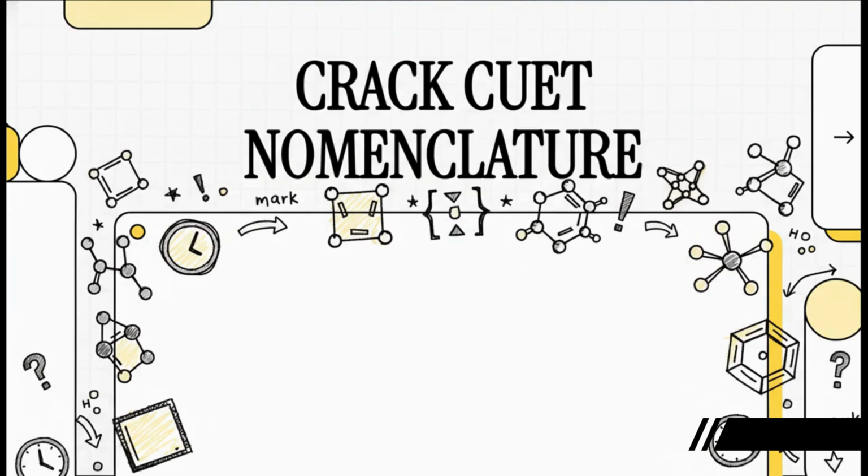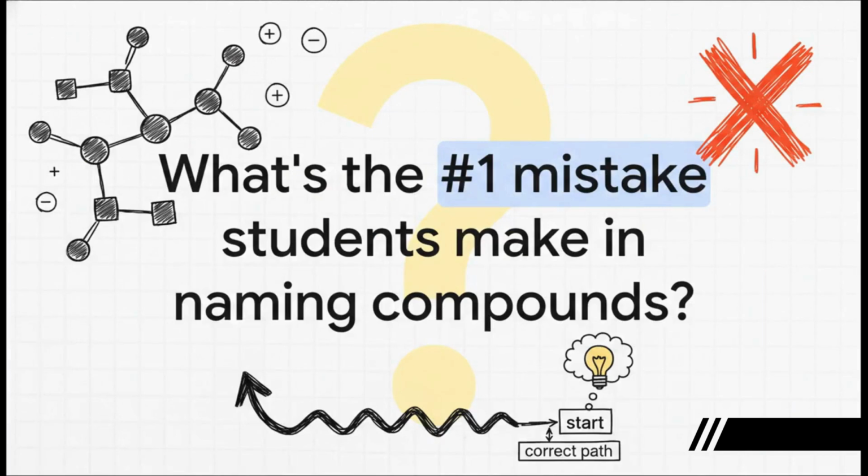Alright, CUET aspirants, let's get real for a second. That exam is just around the corner, and I know exactly what's stressing you out. Coordination compounds. You know those questions are coming, and you know they're a minefield for negative marks. But here's the thing. What if I told you it's not the complicated rules that are costing students their ranks? It's a simple mistake made in the first 5 seconds. A mistake that, after this, you will never, ever make again.